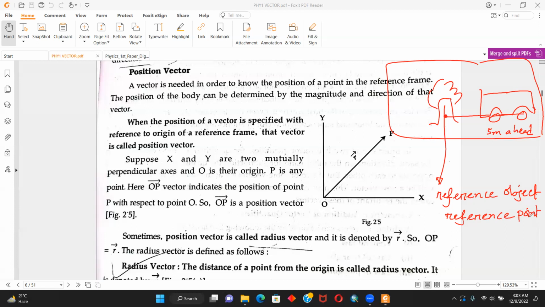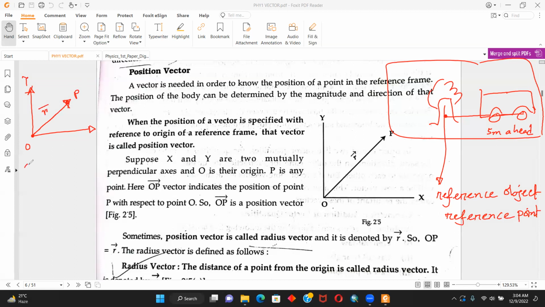Good. So now consider x and y are two mutually perpendicular axes, as we already know. Where they intersect, that will be our origin. P is any point. Here, the OP vector indicates the position of point P with respect to point O. If you join these two points and show the direction from O to P, not P to O, that will be our position vector of point P.